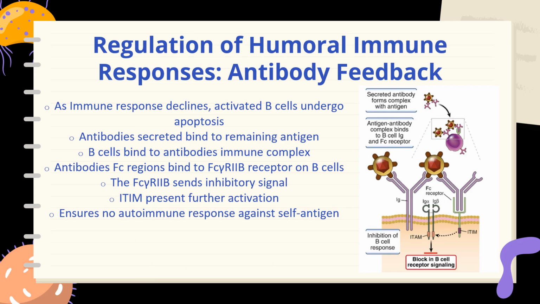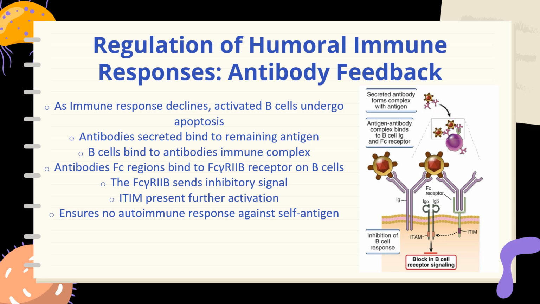Regulation of humoral immune responses, antibody feedback. As the natural decline of the immune response begins, activated B cells undergo apoptosis. However, when they are produced, the secreted IgG antibodies circulate and bind to any remaining antigen, often forming immune complexes or antigen-antibody clusters. B cells specific to that antigen interact with the secreted IgG and its antigen-antibody complex, and the IgG then binds to the antigen part with the membrane-bound Ig, and its Fc region binds to an Fc receptor, known as Fc gamma RIIB, on the B cell.